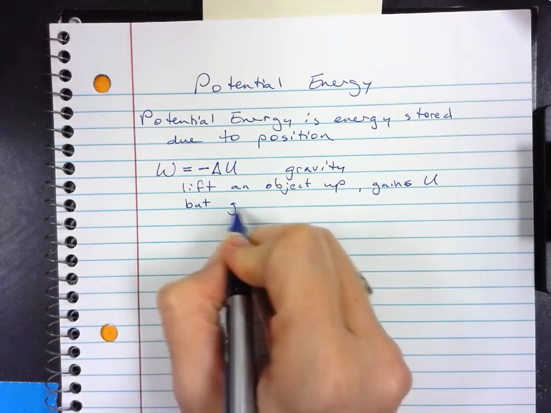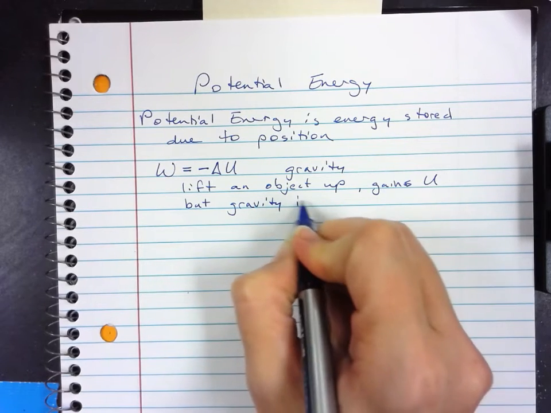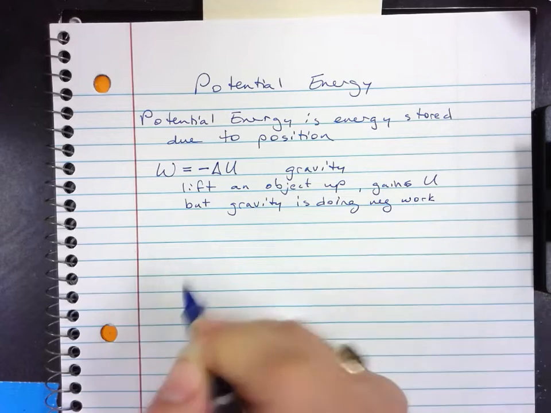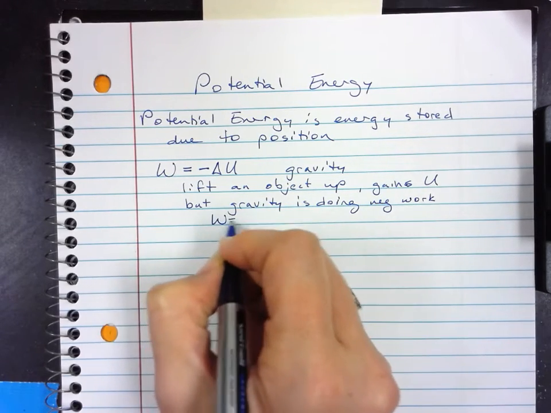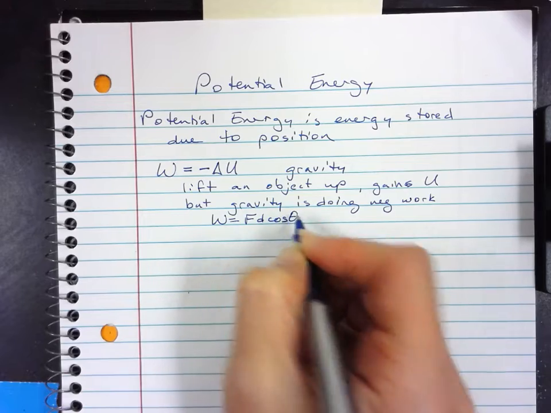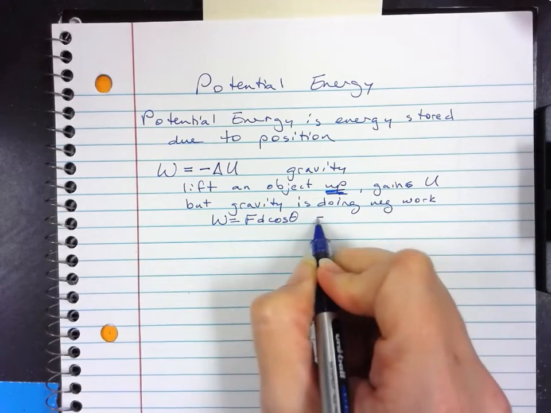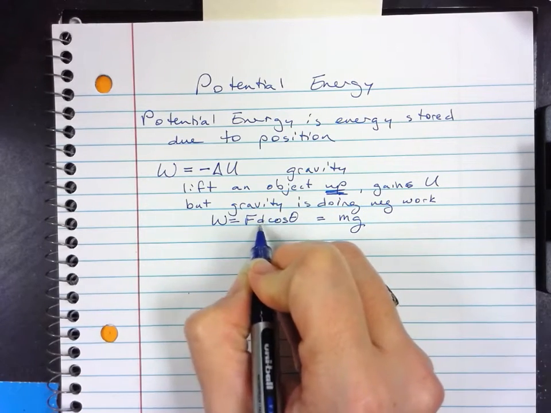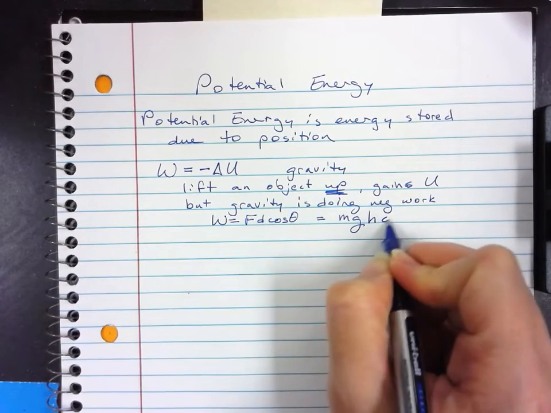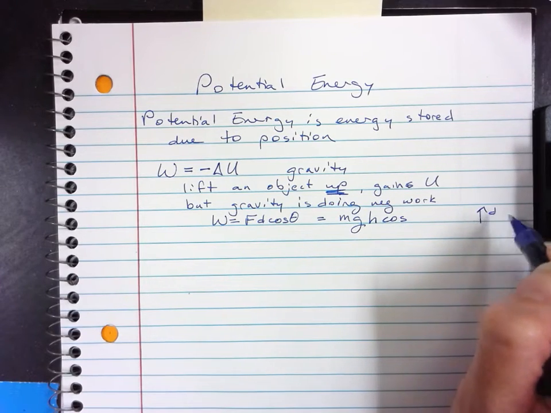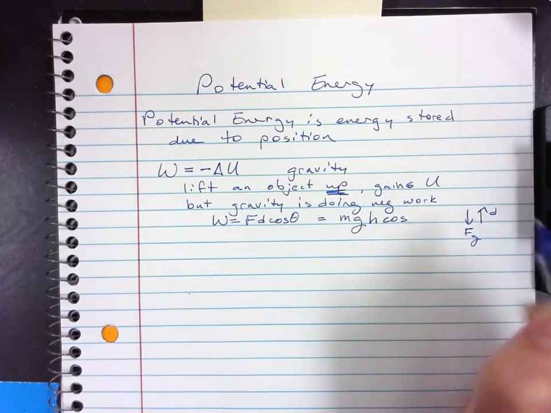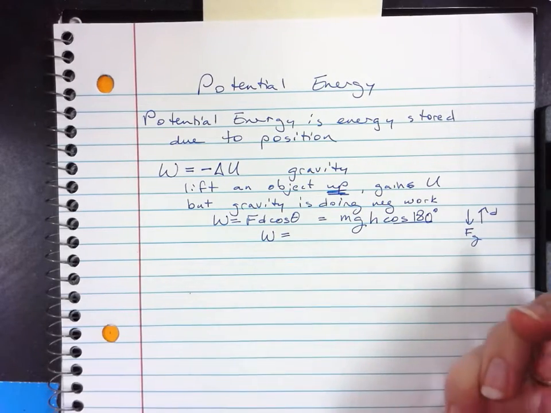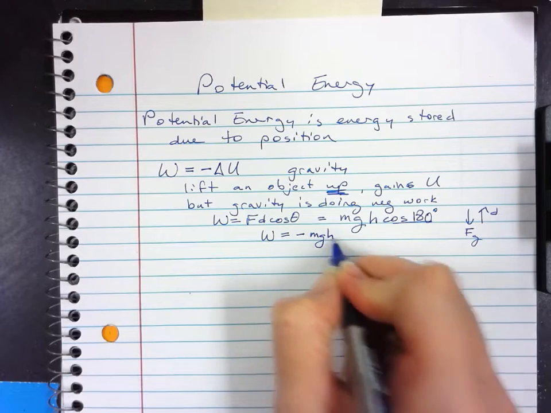But gravity is doing negative work at the same time, because work is Fd cosine theta. As you lift an object up, you're applying a force, gravity is applying a force, mg. You move it through some height, but the displacement is up and the force of gravity is down. Those are opposite directions. This is cosine 180. So the work done, cosine 180 is -1, negative mgh.